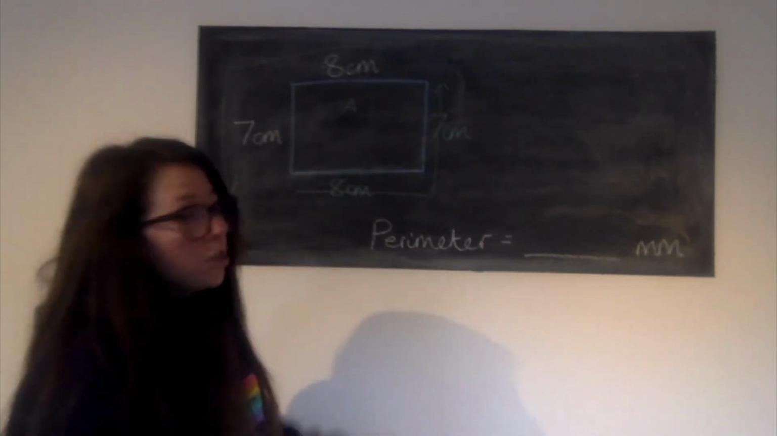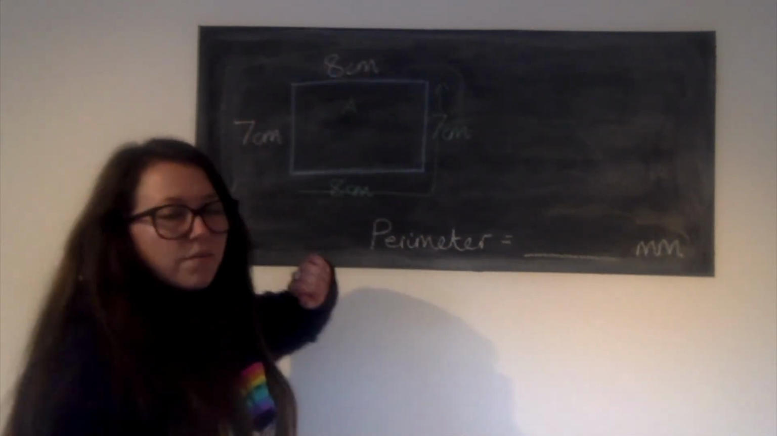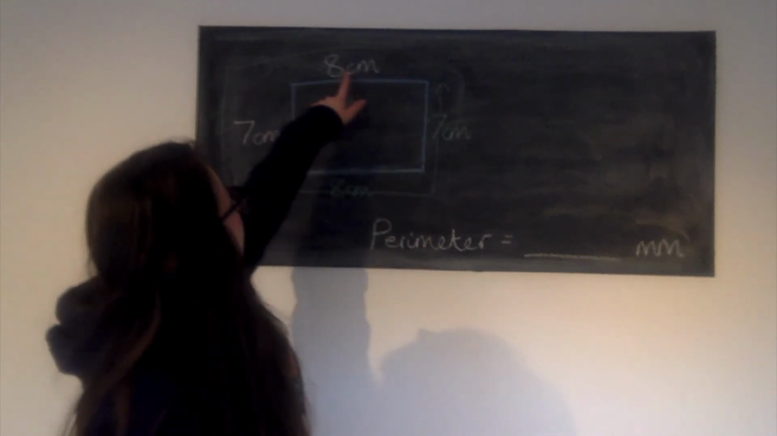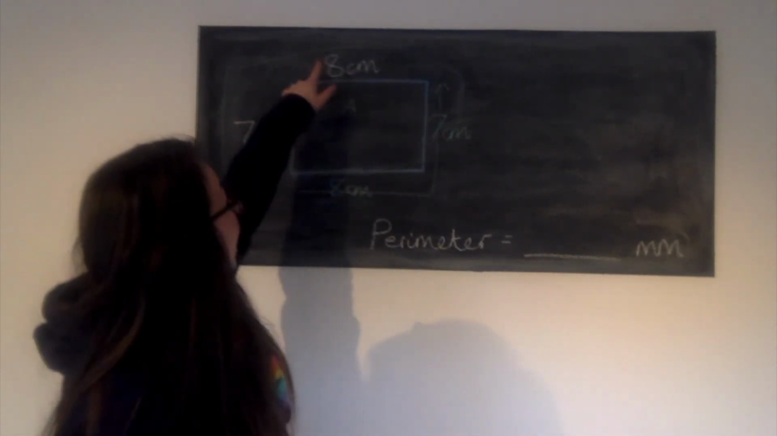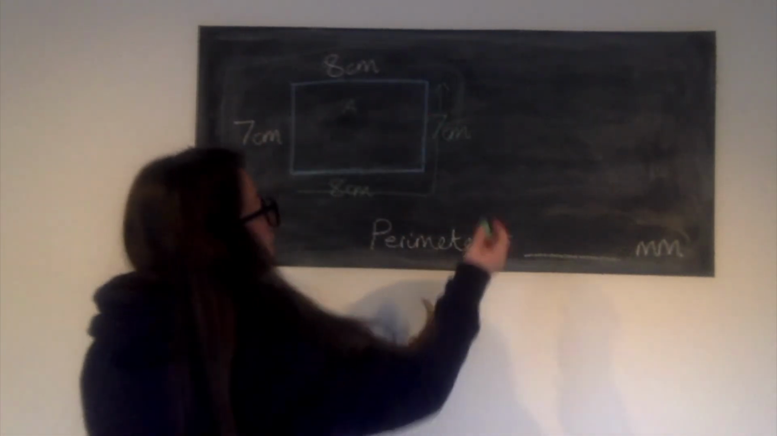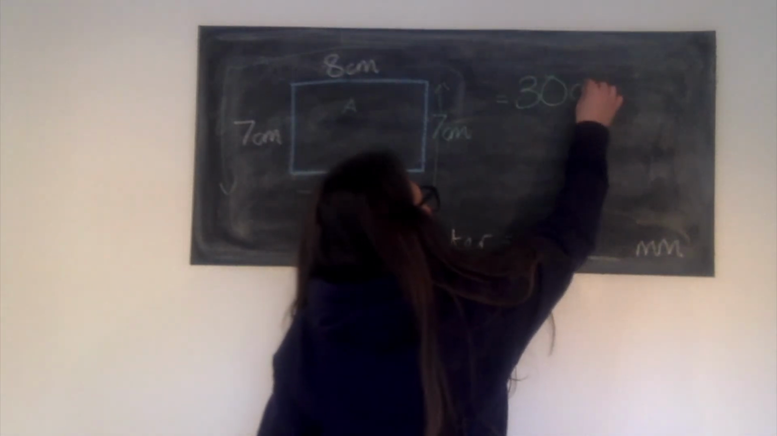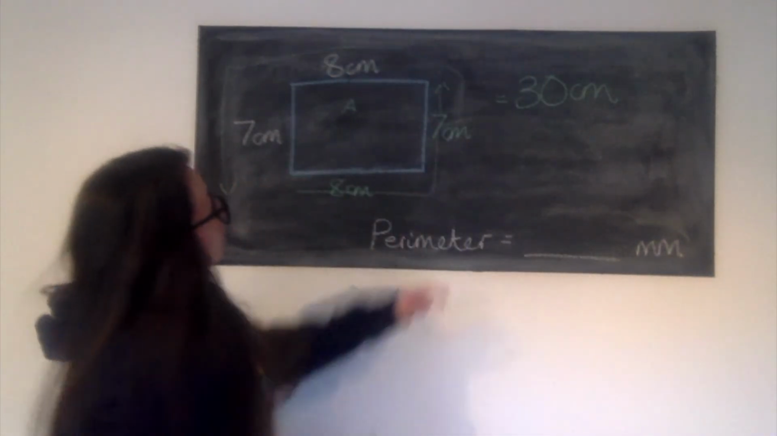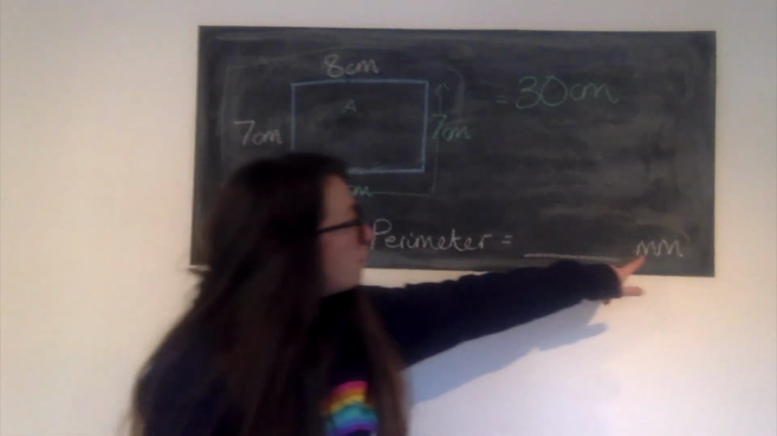So all you needed to do was add together 8 centimetres, 7 centimetres, 8 and 7. You could have done that by doing 8 and 7 is 15, times that by 2. You could have done 8 and 8, add 7 and 7, so 16 and 14. But the answer you should have got is 30 centimetres. Now it's centimetres because all of these are in centimetres. However, I wanted my answer in millimetres.